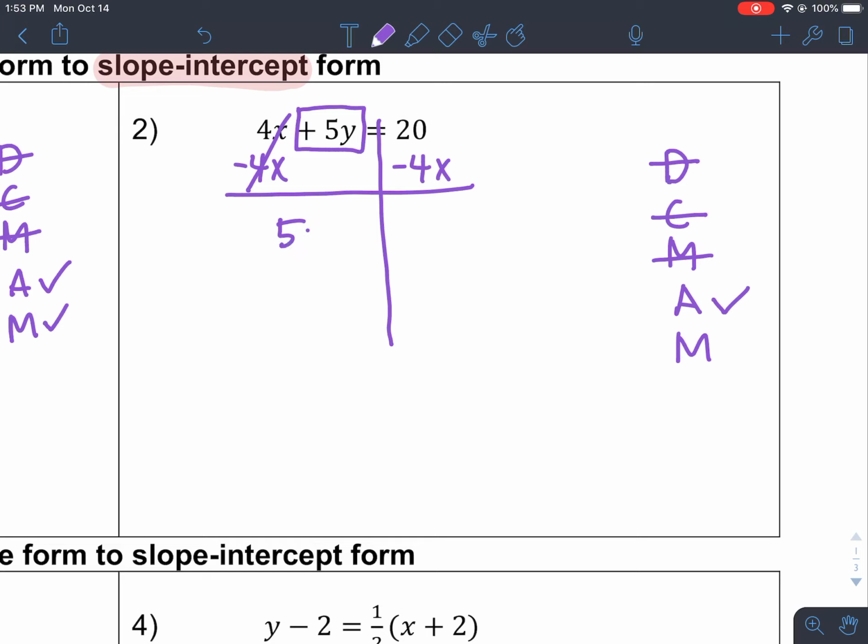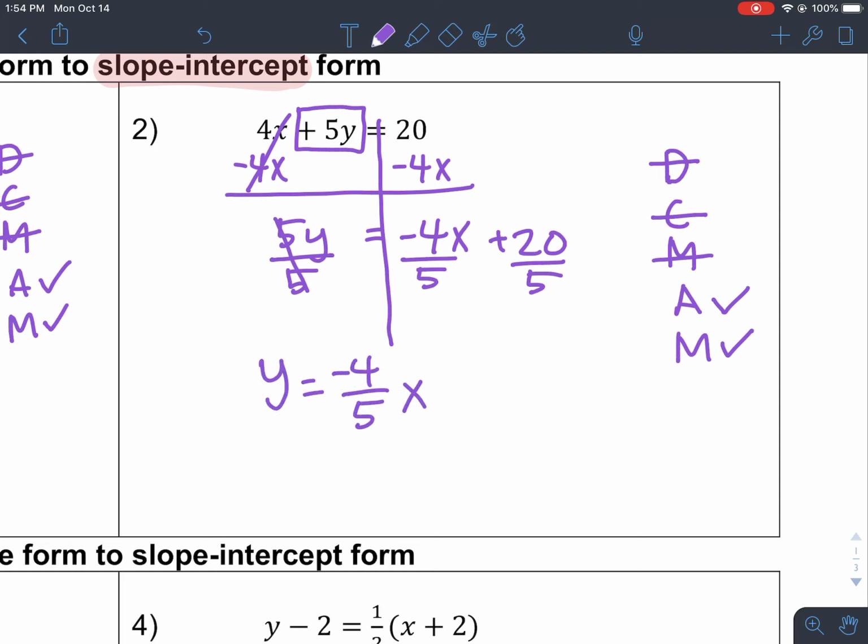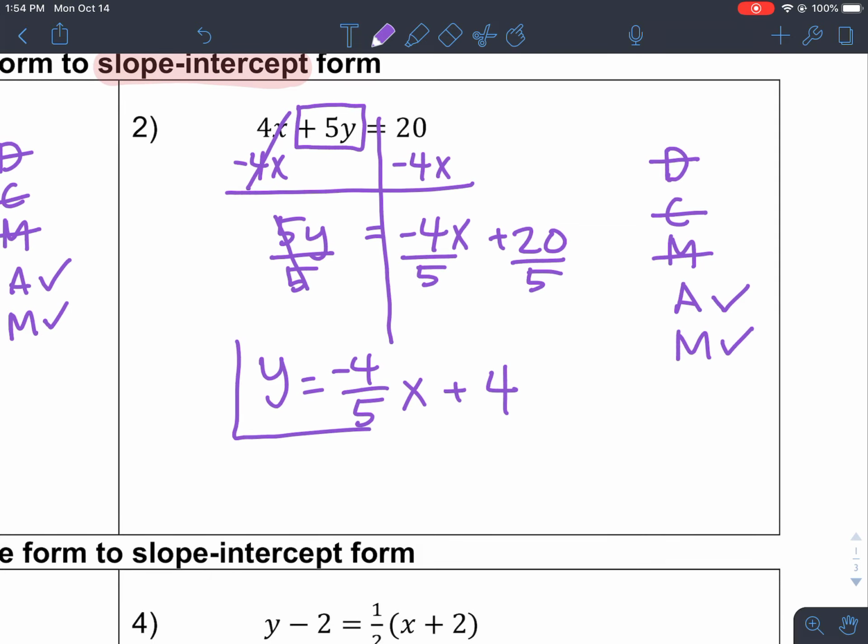And I'm left with 5y equals -4x plus 20. My last step to solve for y is going to be to divide by 5, and remember we're dividing everything by 5. And I'm left with y equals -4 over 5x plus 4. Don't forget to box your answer. On this one, okay, -4/5 is my slope and 4 is my y-intercept.